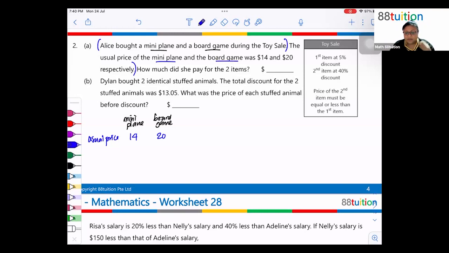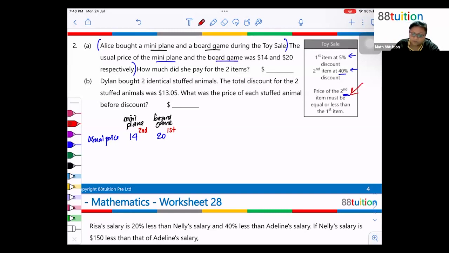Now, take note, first item, 5% discount, second item, 40% discount, but the second item must be equal or less than the first item. So that means the second item must be equal or less than the first item, right? So that means we will take the board game as the first item, the plane as the second item. Why? The second item cost must be lower than the cost of the first item. This is the condition that they set.